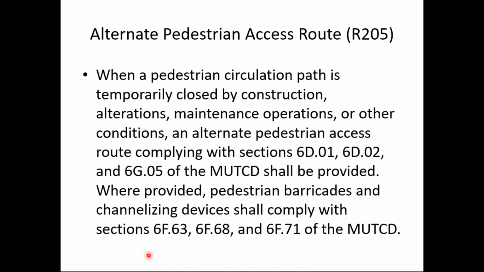PROWAG also mentions something called the alternate pedestrian access route, and I know there's a lot of text here, but notice they say when a pedestrian circulation path, a sidewalk, is temporarily closed for whatever reason, there has to be an alternate pedestrian access route provided. And I won't give you all the citations there from the MUTCD, but the point of this slide is, notice that we're working with PROWAG, but we also need to rely on Part 6 of the Manual on Uniform Traffic Control Devices as well. So they work together in this area, and I'll be referring to both as we go through the sessions.